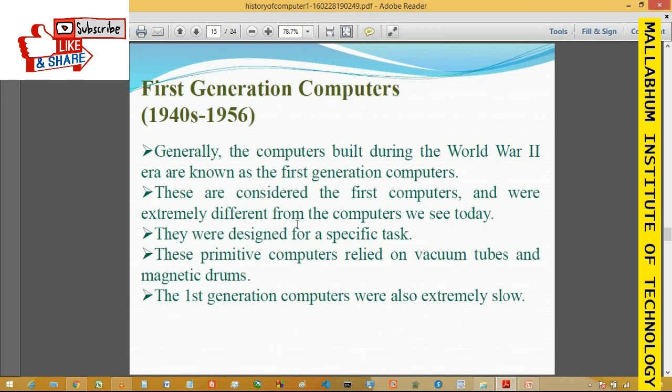generation computer. So I have already said that the first generation computer was also used in World War II, and this is 1940 to 1954 or 56, etc. So this is the first generation computer, and these are all built with vacuum tubes. I have already said that. And magnetic drums are used for the memory device. Vacuum tubes are used for building the processor.